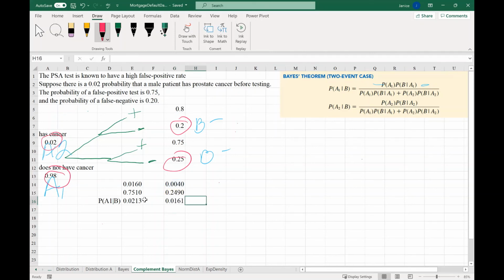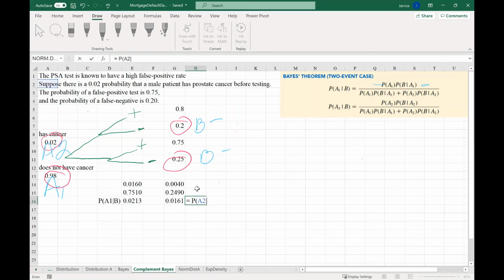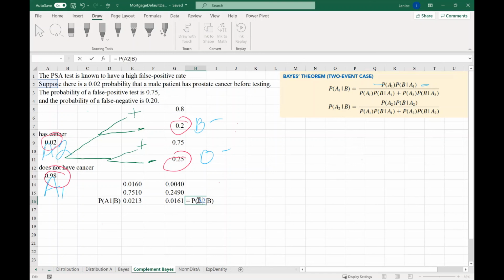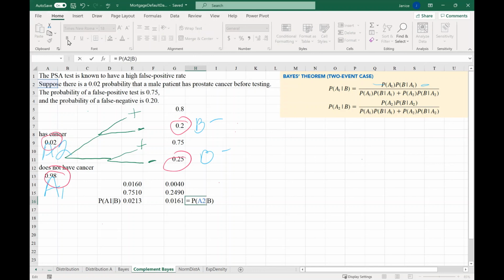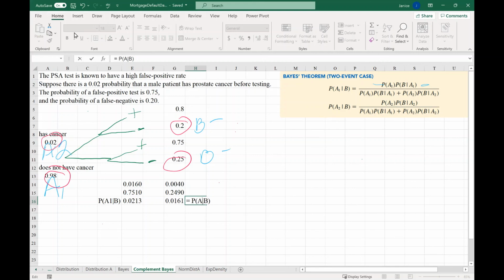And so our probability of A2 at B... I didn't want the cell A2. That would really be an A with a superscript, because really I'm solving for these over here. So the probability of a false negative is 0.161. I hope that helped.